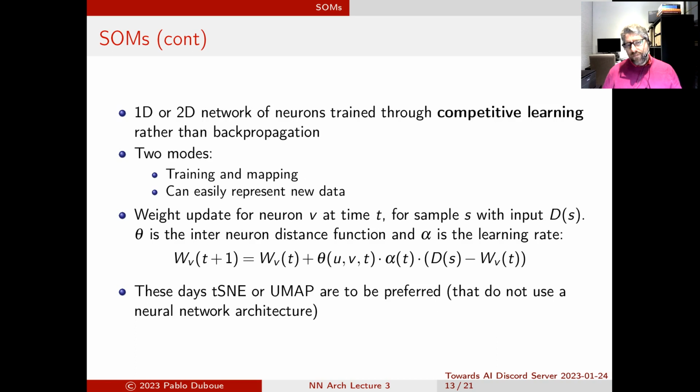So again, these networks are not trained through backpropagation, but through this competitive learning. You have two modes. In one you are training and in the other you are mapping, and can represent new data. And so when you update the weight for a neuron at time t, the system uses this idea of the neighborhood around a sample to decide how to update the weights on the neurons from that neighborhood.